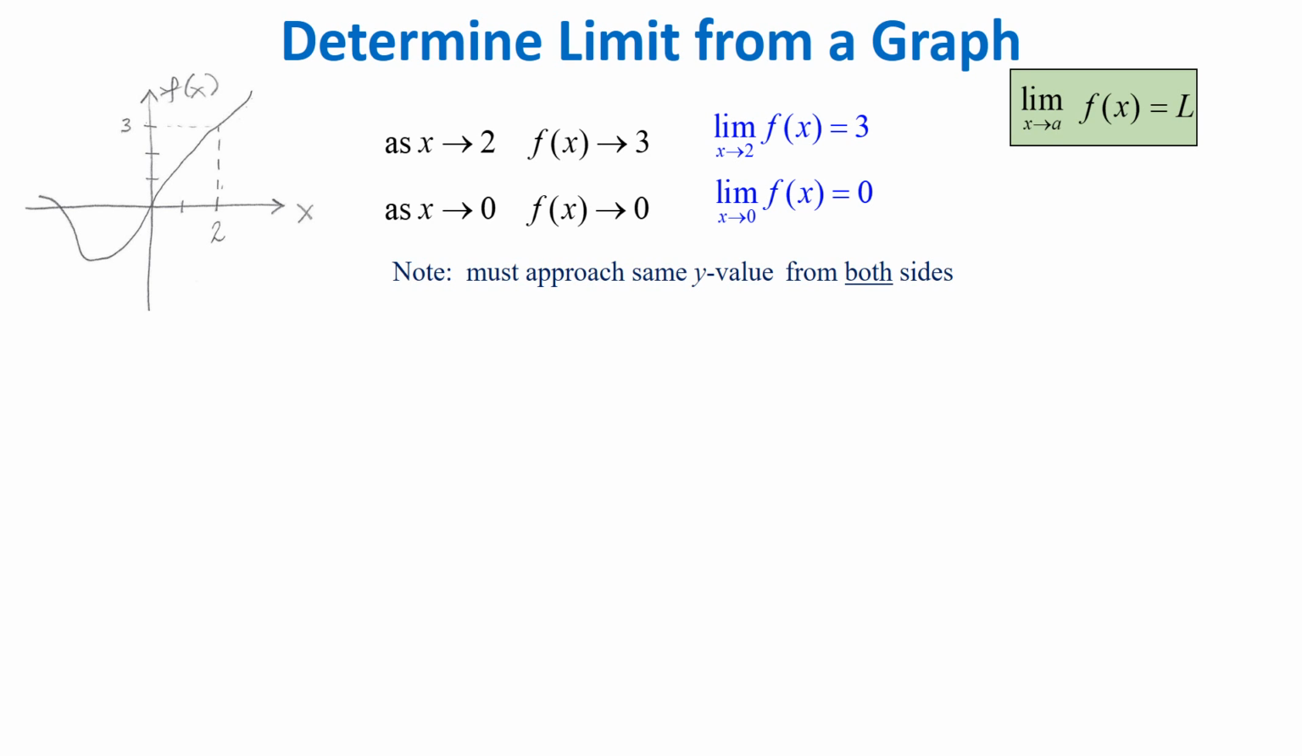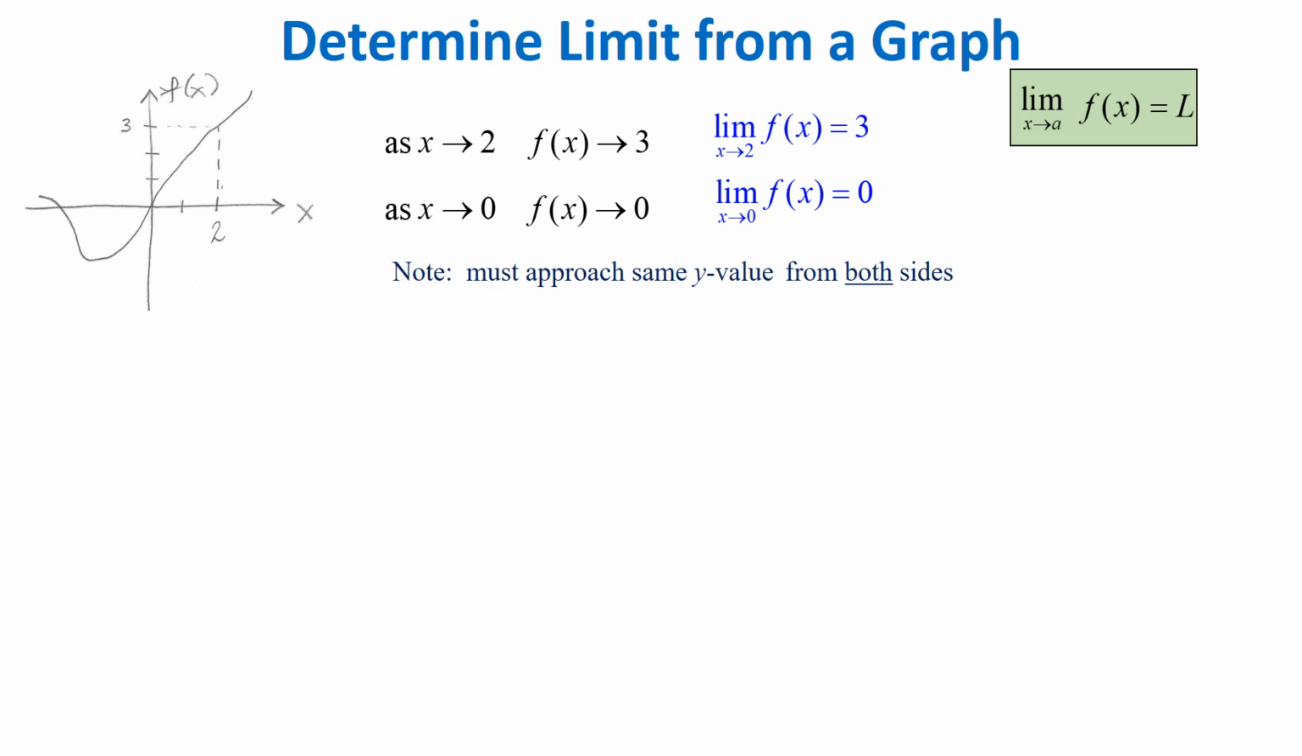And I'm also looking at the values just on the other side. So I'm looking at 2.01, 2.0001. Those x values are getting closer and closer to 2 from the right side. And those y values are a little bit bigger than 3, and they're getting smaller as those x values get closer to 2.